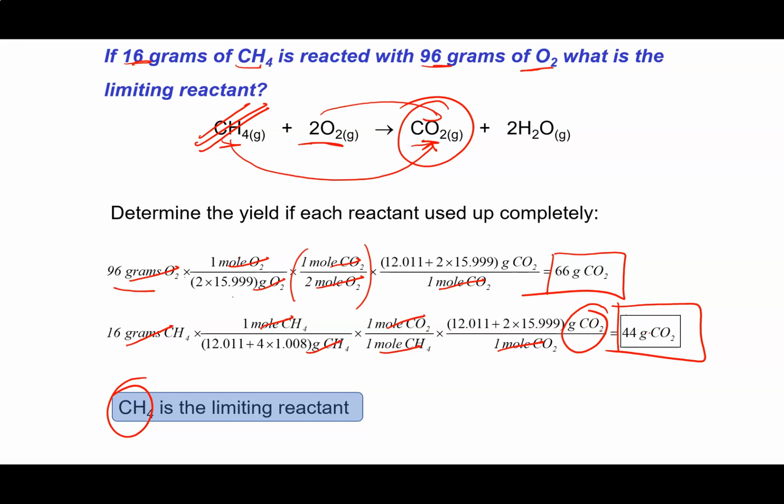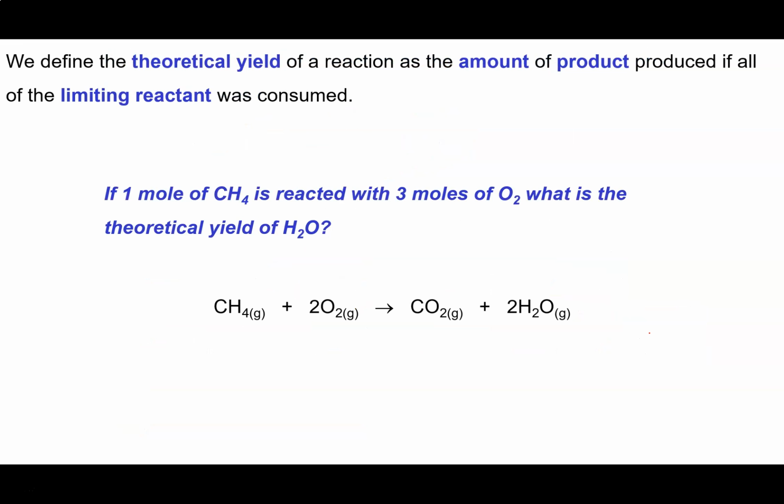And that leads us into the next topic, which is the maximum amount of product that I can make from a given amount of reactants. That's what we call the theoretical yield. So the theoretical yield of a reaction is the amount of product that I can make if I use up all of the limiting reactant. Here's a simple example again. We've got 1 mole of methane being reacted with 3 moles of O2. What is the theoretical yield of H2O?